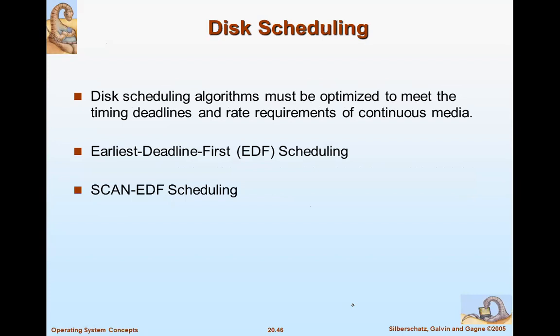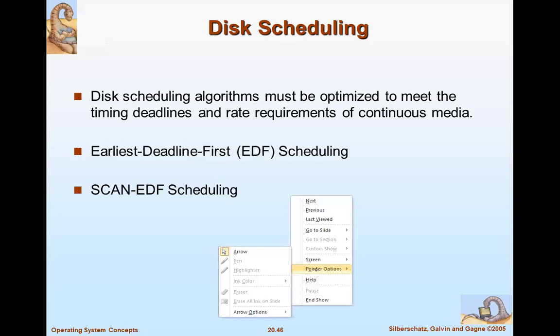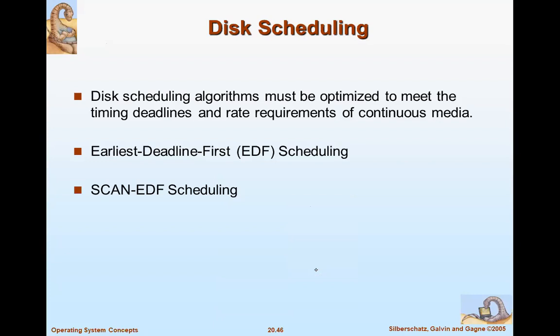In this scheduling, the algorithm must be optimized to meet the timing deadline and rate requirement of continuous media. And here you can see the two algorithms used for scheduling purposes. The first one is earliest deadline first. All those processes whose deadline is first will get the resource earlier.